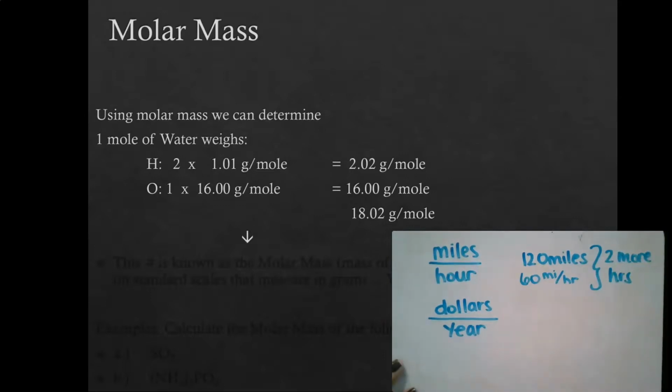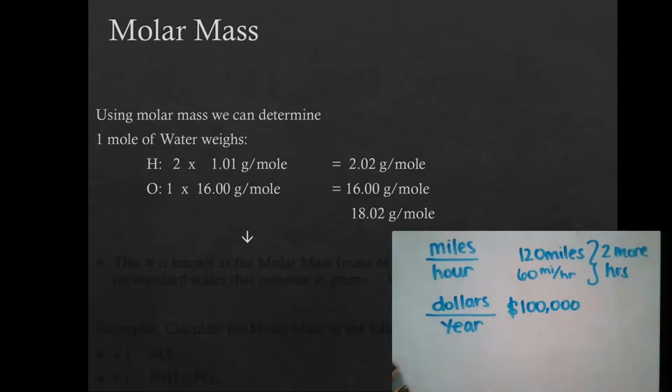Another thing you can figure out is if you were to know that you were making $100,000 per year, you could very easily figure out that in 4 years, you would have made $400,000. These are simple math problems.